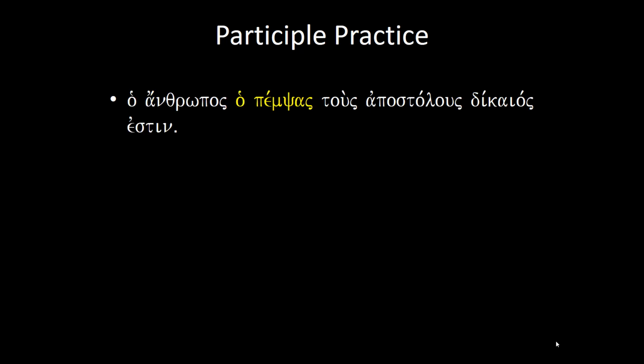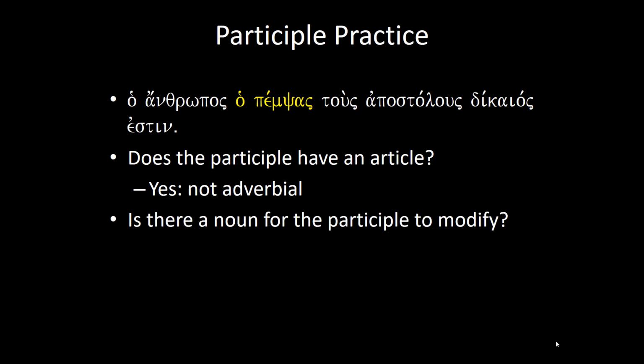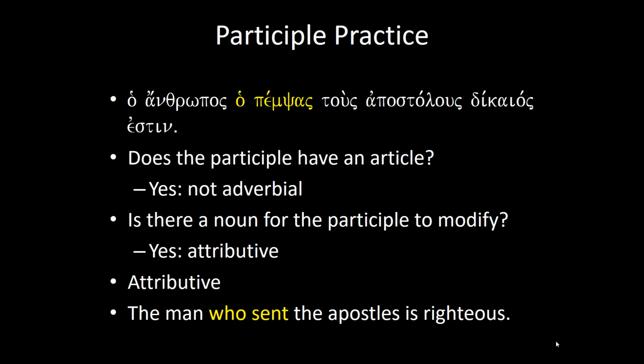Ha anthropos ha pimpsos tous apostolus dikaios estin. Does the participle have an article? Yes, it's not adverbial. Is there a noun for the participle to modify? Does it agree in case, gender, and number? Is it in attributive position? Yes, it's in attributive position. It modifies ha anthropos, the noun, the participle. So this one is attributive. And we would translate it, the man who sent the apostles, the sending man, the sending the apostles man, that man is righteous.